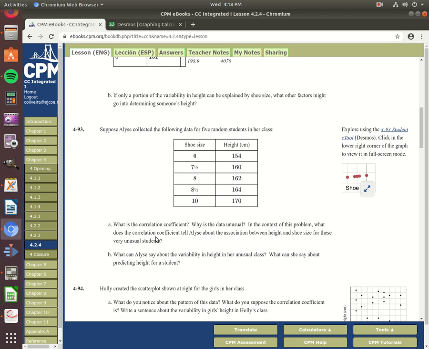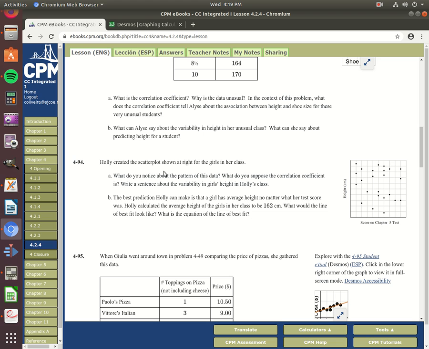So it says, what is the correlation coefficient? Why is this data unusual? Because it's perfect, right? I can perfectly predict someone's height based on their shoe size. In the context of this problem, what does the correlation coefficient tell Alice about the association between the height? Well, there's a perfect association. 100% of the height is associated with shoe size. What can Alice say about the variability in the height in her unusual class? What can she say about predicting the height for a student? So very little variability to none, and she can make a perfect prediction.